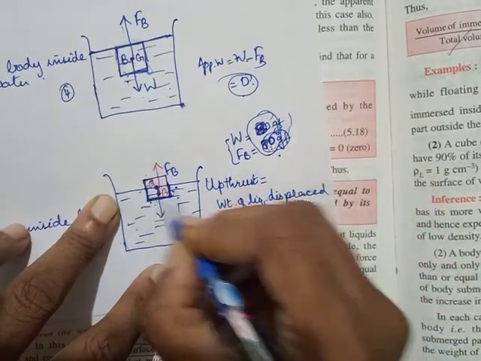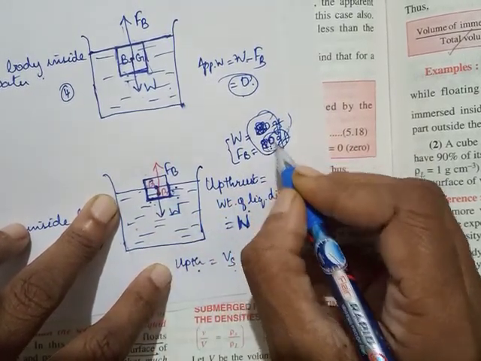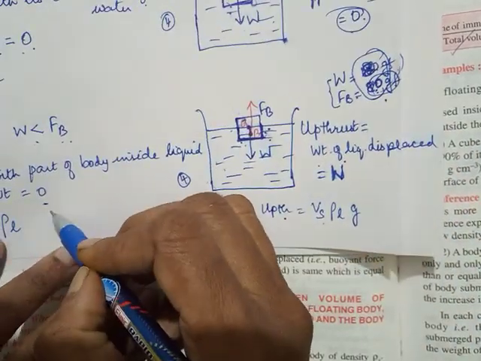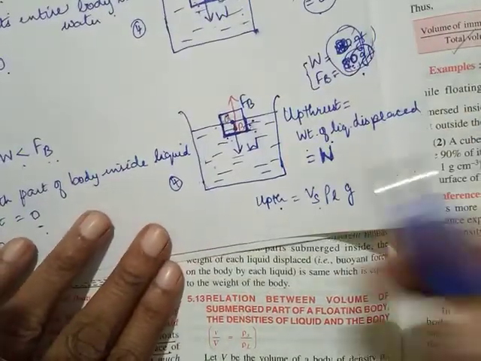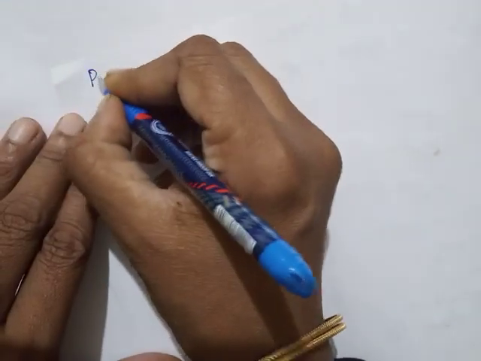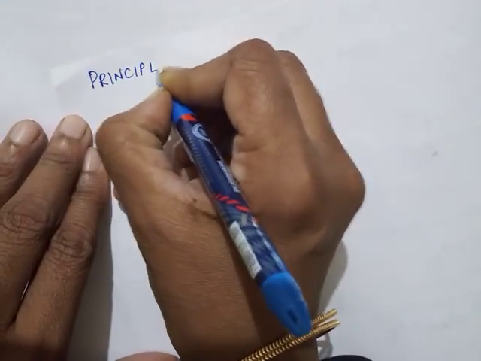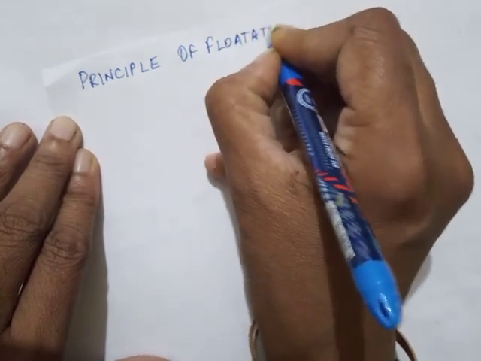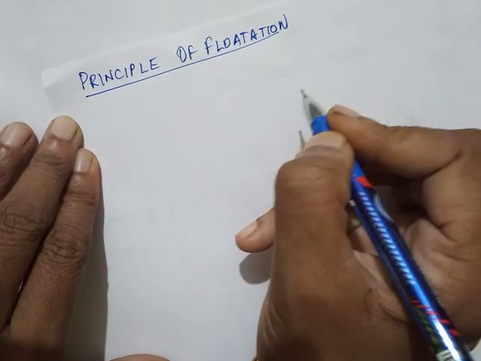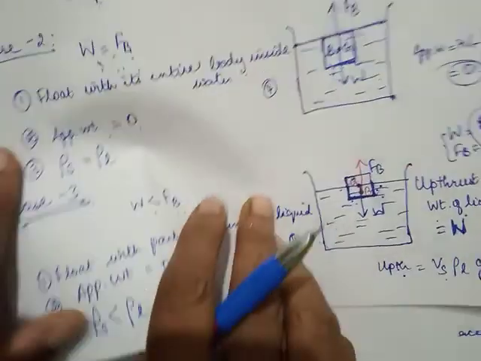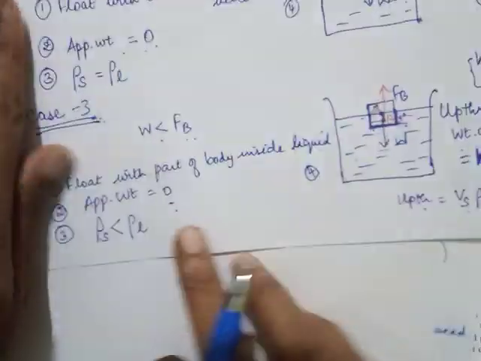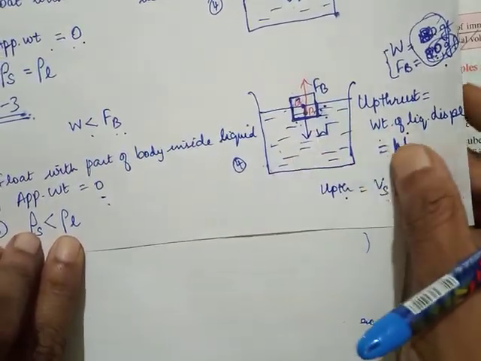So it will submerge to such an extent that the upthrust will also become equal to the weight, and hence apparent weight will be 0. This is called the principle of flotation. This leads us to the main principle called the principle of flotation. Actually, when we say flotation, this is the case we are talking about. So it will float to such an extent.